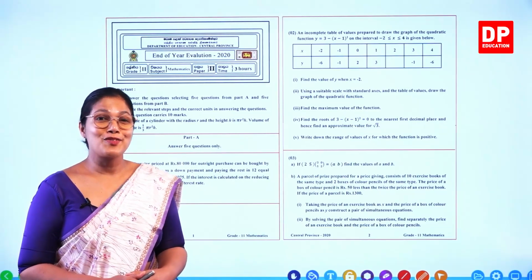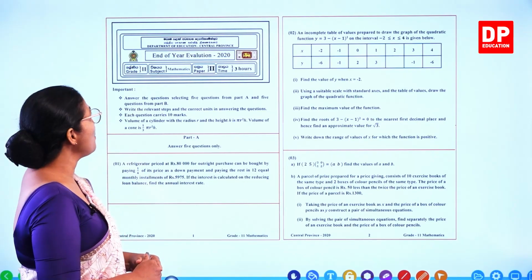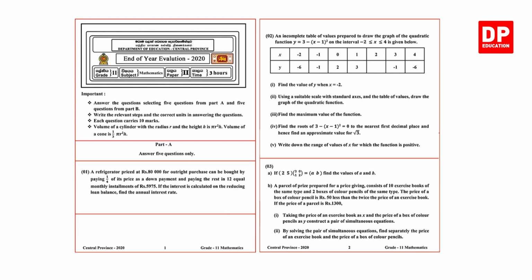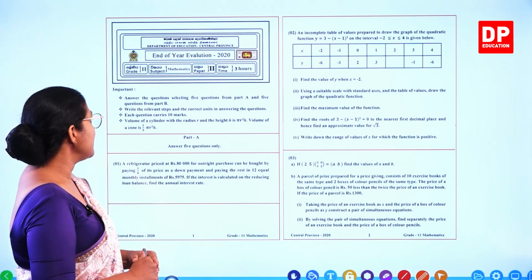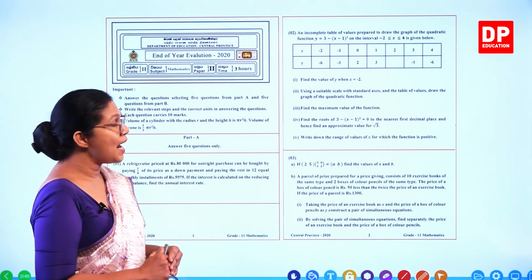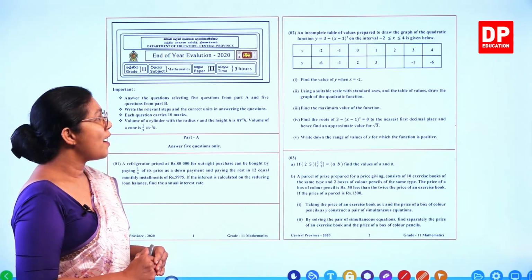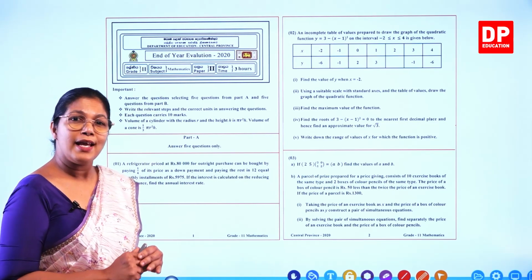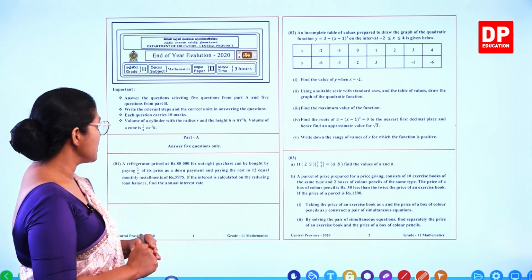Hello, O-level students. Today I am going to do the end of year evaluation 2020 Department of Education Central Province paper. So this is paper 2 and you get 3 hours for that. You already know there are 2 parts in this paper, part A and part B. Part A, you get 6 questions, but you have to answer only 5 questions. And also in part B, you get 6 questions and you have to answer 5 questions.